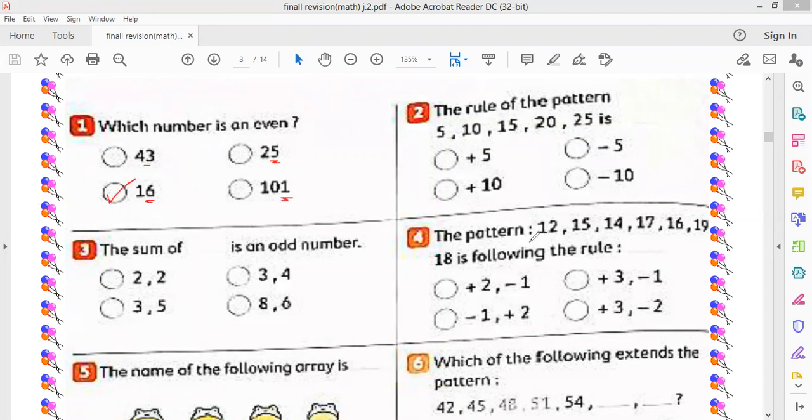Number 2, the rule of the pattern 5, 10, 15, 20, 25. 5 becomes 10. We add what? We add 5. And 10 becomes 15. So we add also 5. So the rule here is plus 5.